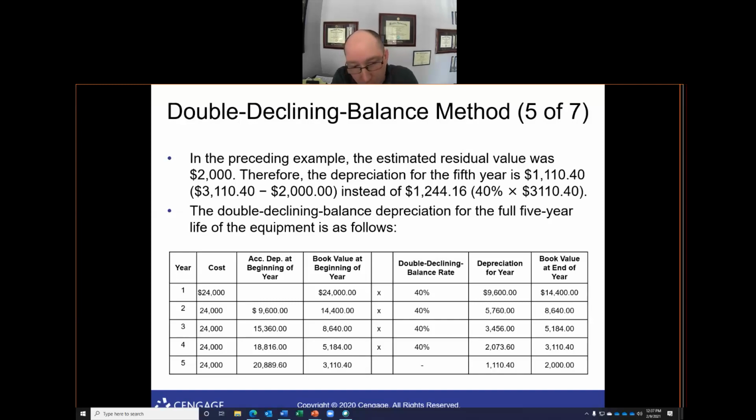And you take that amount for year 3, $8,640 book value times 40%. You see what we're doing here, right? Then we get to year 5, and the year 5 remaining book value is $2,000, which is the same as the residual value. Whew, that one's a long one.